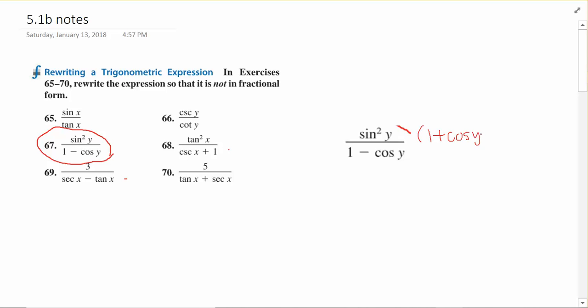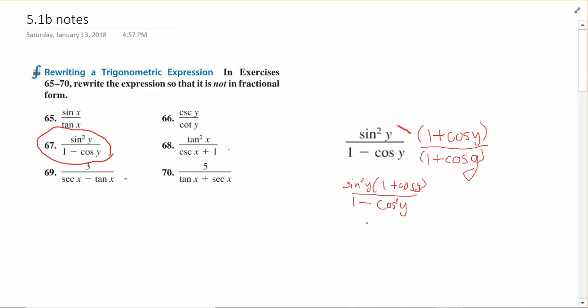By doing so on the top, I'm keeping the bottom balanced. By doing so on the bottom, because this is basically a minus b times a plus b, I'm going to get the difference of 2 squares. So on the top, I get sine squared times 1 plus cosine. It's really hard to write on this computer this way. And then on the bottom, I get 1 minus cosine y squared.